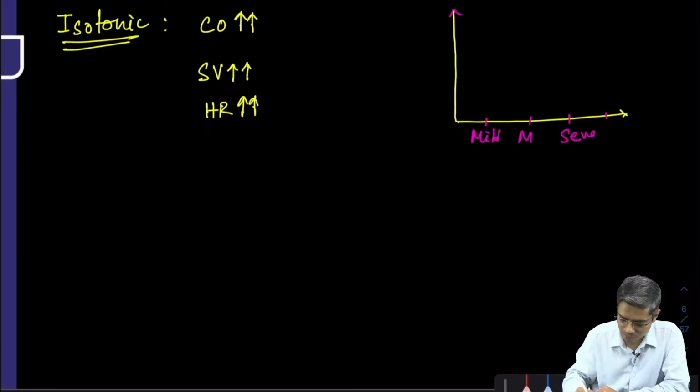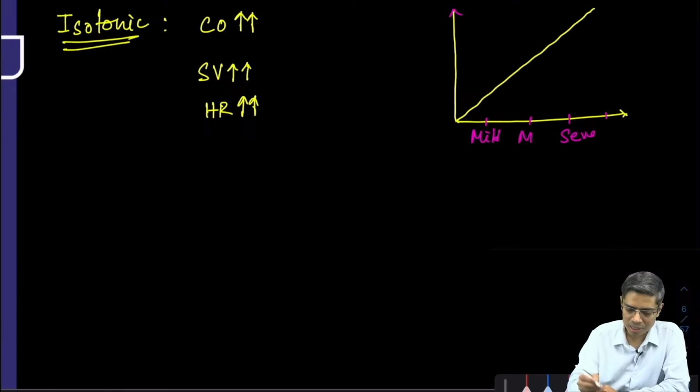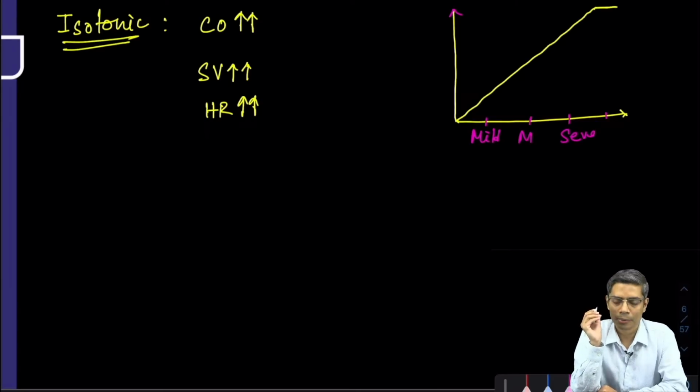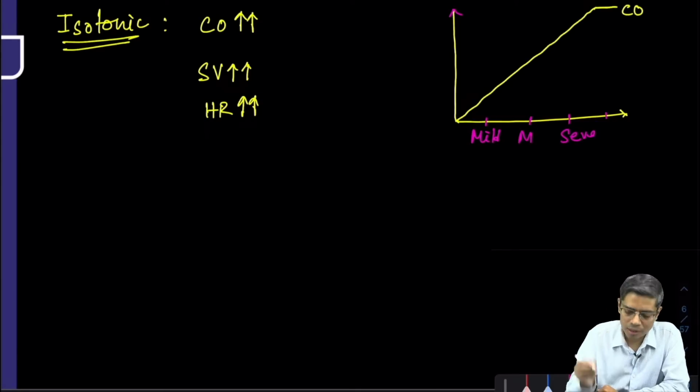So, what will happen? You will find out that cardiac output increases linearly along with the increase in intensity of the exercise up to a peak point. After that peak point, the cardiac output will plateau. So, this is the increase in cardiac output.